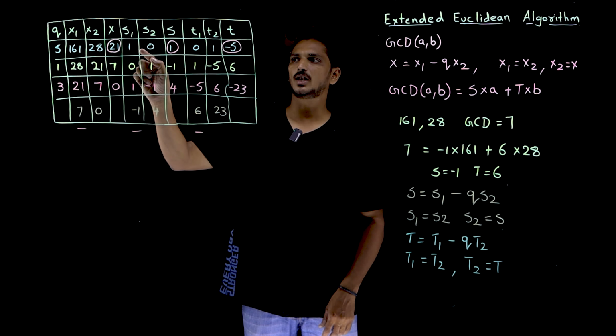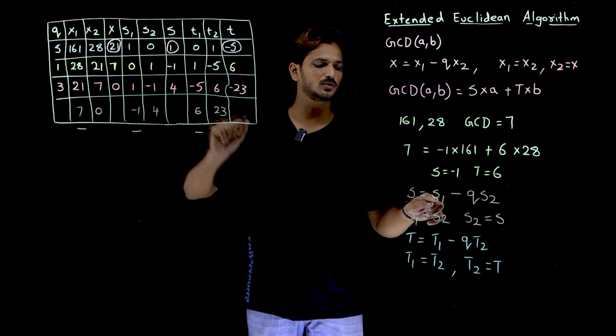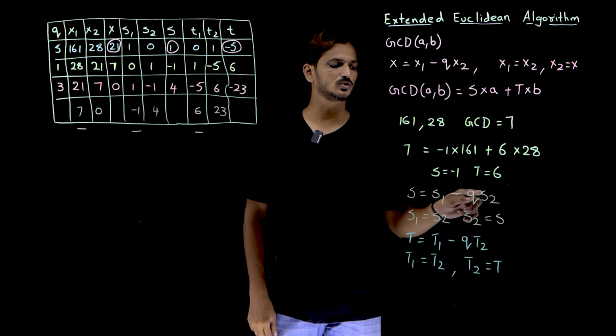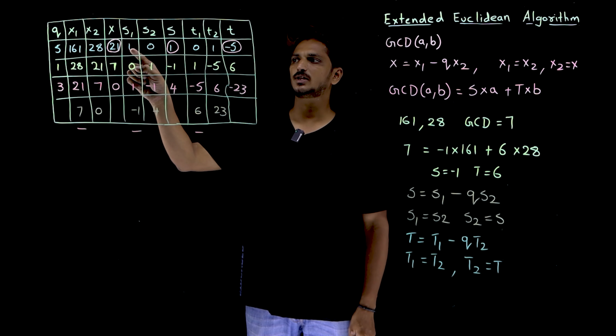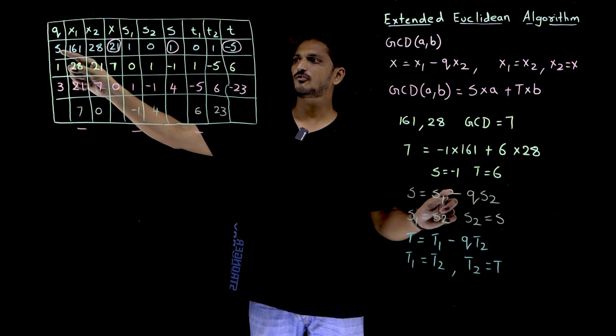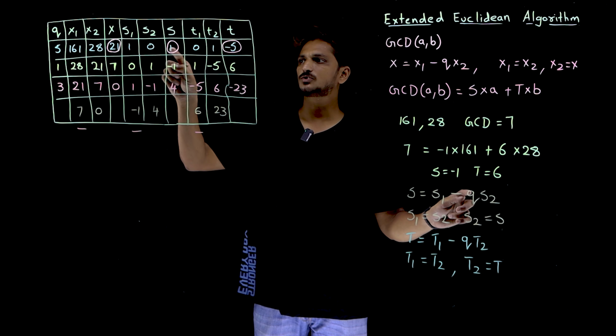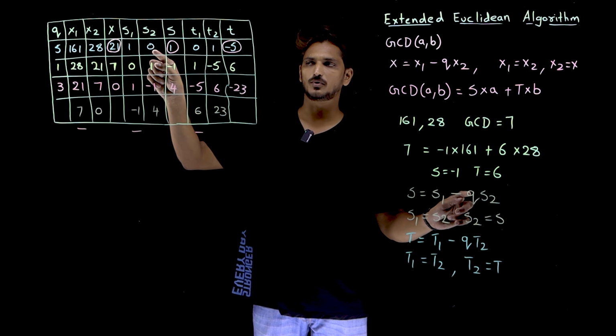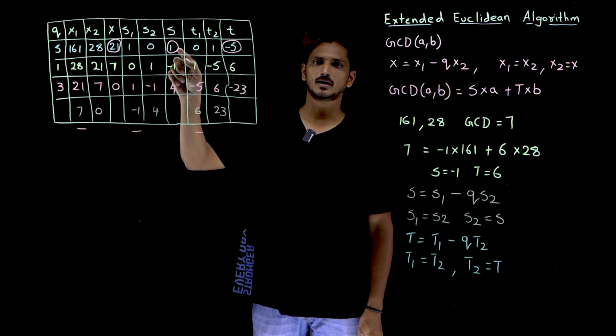Similarly, S1, S2 value, S is equal to S1 minus quotient multiplied by S2. S1 here is 1. 1 minus quotient 5 multiplied by S2. What is the S2 value? 0. You are going to get 1. Remainder value is 1.